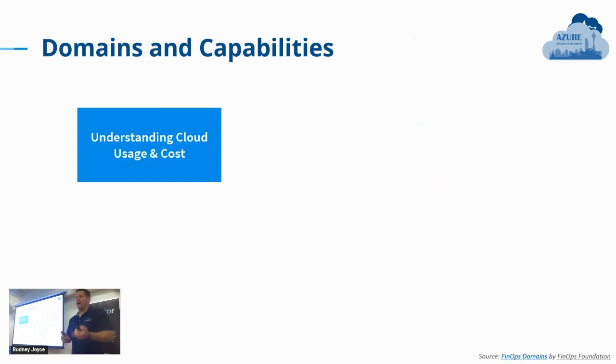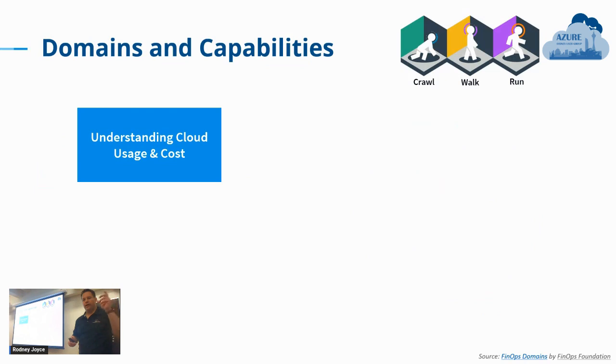The first domain is understanding cloud usage and costs. Again, you could start these domains in any order, and you could do the capabilities in any order. You have this concept of maturity: crawl, walk, and run. These are all very logical principles. In this domain, if you were at the run phase, you could be doing cost allocation at a very granular level. You could be doing hourly reports, charging back to the business units, you're doing a great job already. If you're at the crawl phase, maybe there's no reporting at all. You have no idea of the cost that you're spending. The idea is that you iterate through these capabilities and domains to keep improving your maturity level.